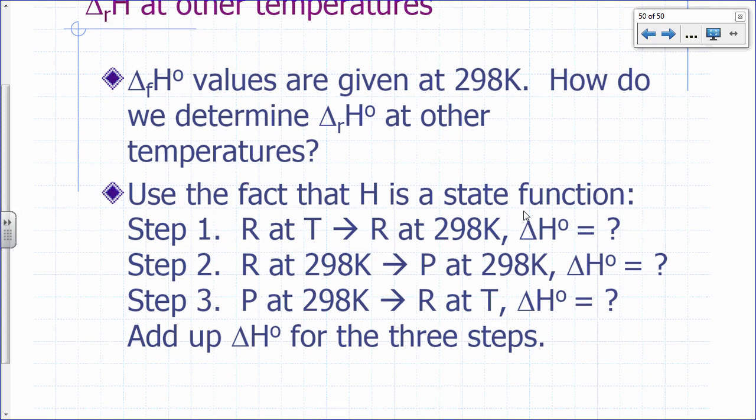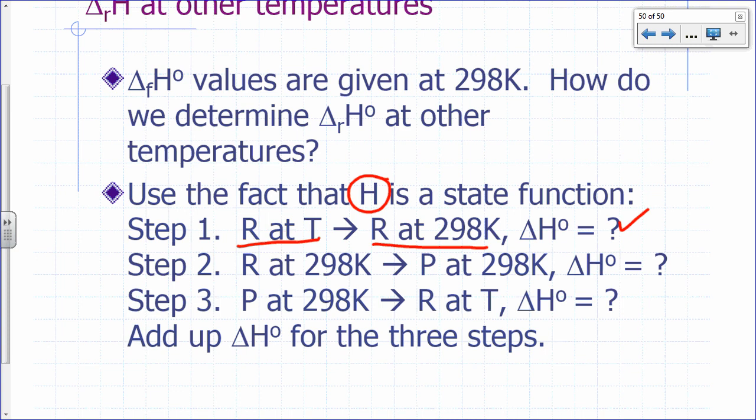Now, what about delta H at other temperatures? Well, to determine the delta H at temperatures other than 298 Kelvin, you have to use the fact that H is a state function. So what you have to do is imagine your reactant at temperature T, the temperature you're interested in. Cool it down or warm it up to 298 Kelvin. You can calculate the delta H for that.